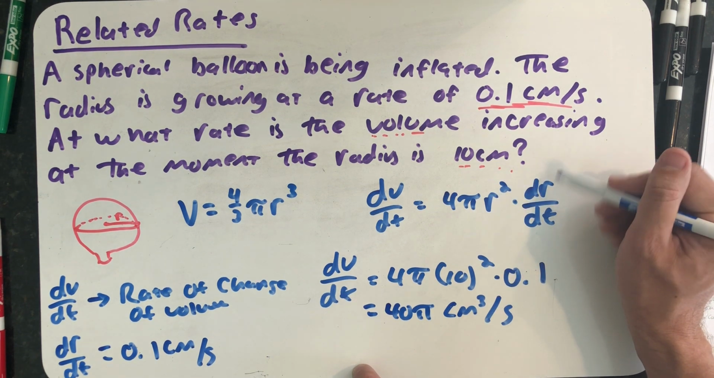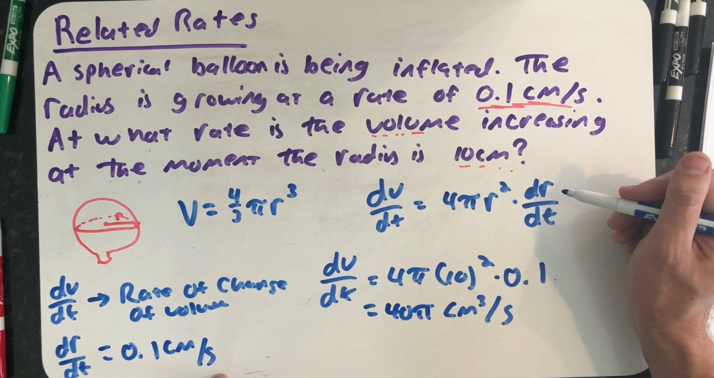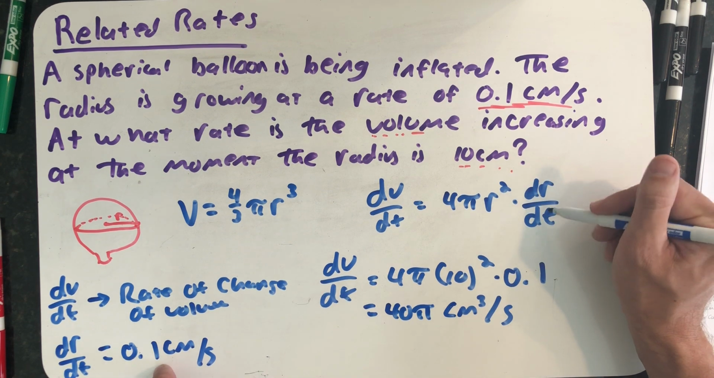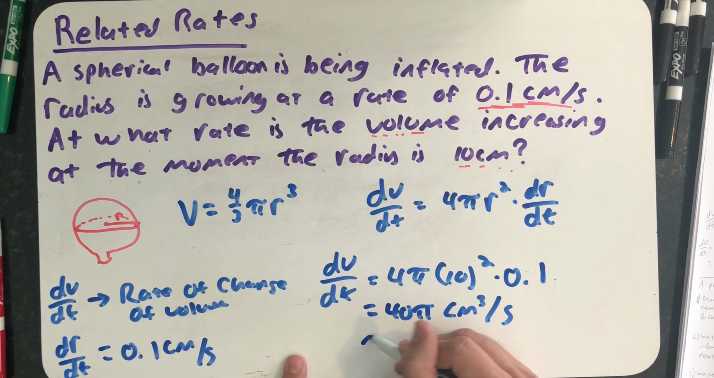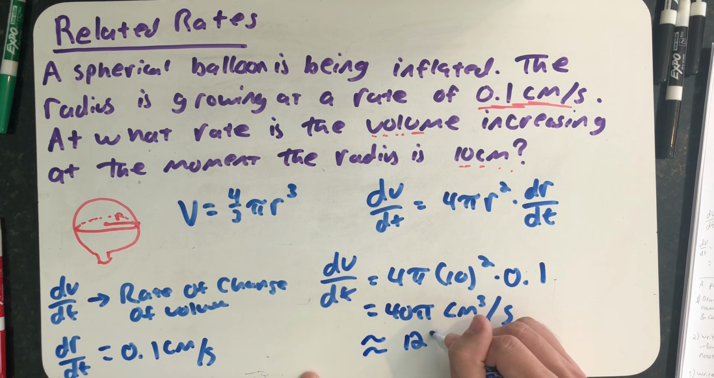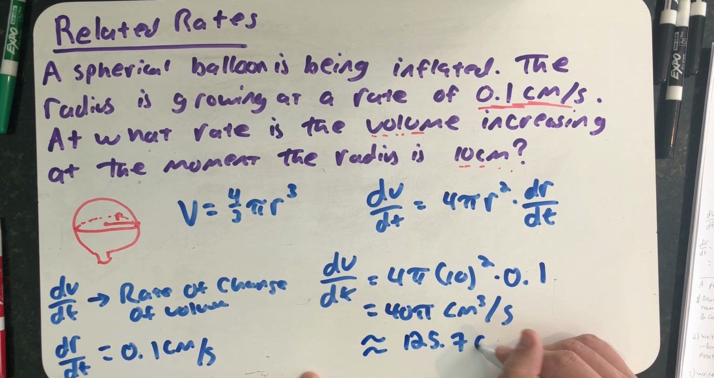And then the rate of change of radius is centimeters per second. So square centimeters times centimeters per second would be cubic centimeters per second. And I have the rate of change I was after. If I wanted a decimal approximation, 40 pi is 125.7 to 1 decimal place, cubic centimeters per second.